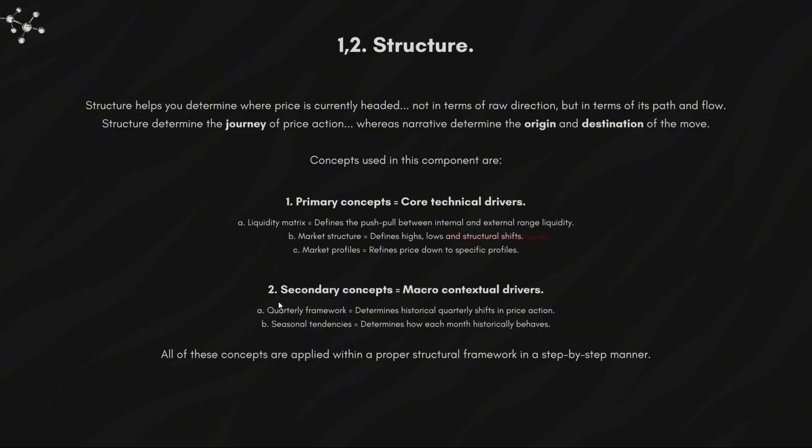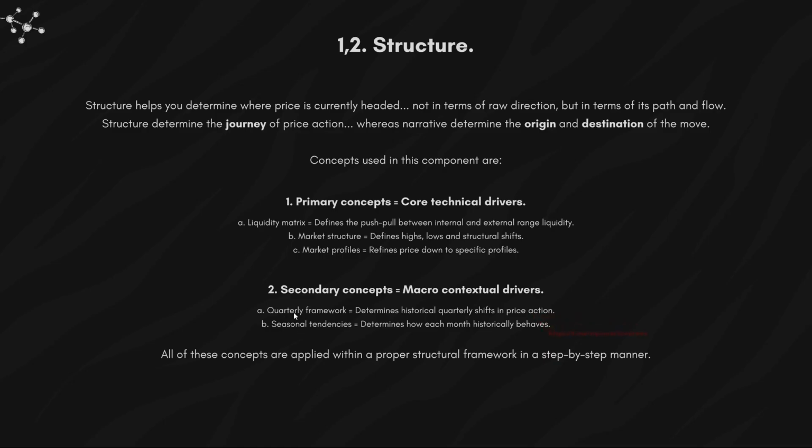Okay, and another thing is how they are related to the technical aspects of the charts. What I mean by that is that the secondary concepts have very little to do with the charts or candles or price action. Their main premise is derived from past historical behavior of a particular asset. Okay, let me explain what I mean by that. So you can see we've got two concepts within this category. First, the quarterly framework or the quarterly shift framework, and then the seasonal tendencies.